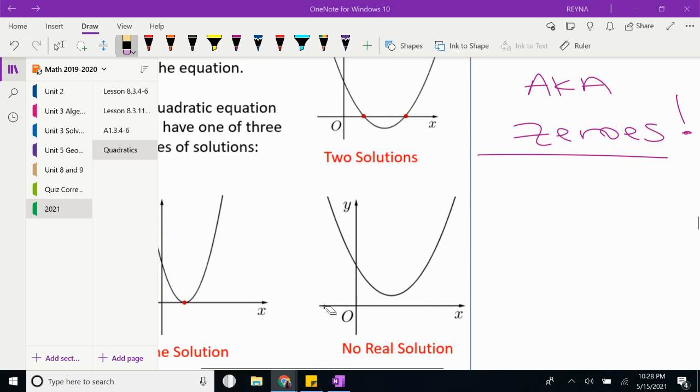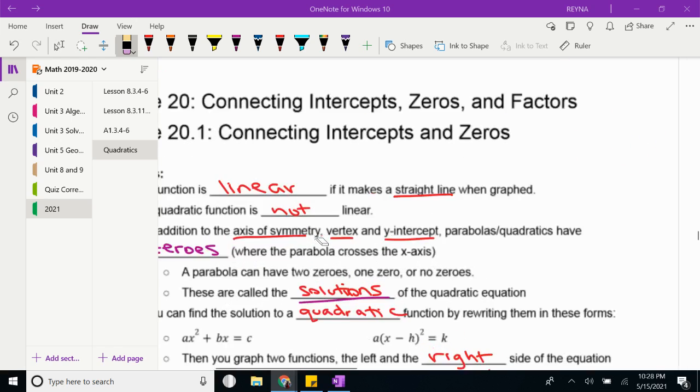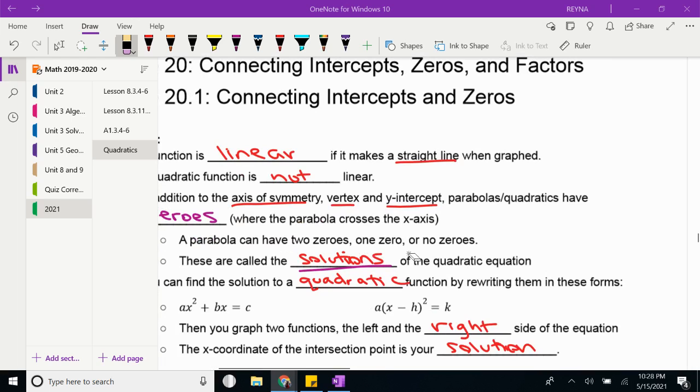So we can go back and forth. We can either call them zeros or we can call them solutions. They mean the same thing. Parabolas can have one, two, or no solutions, like I showed you there.